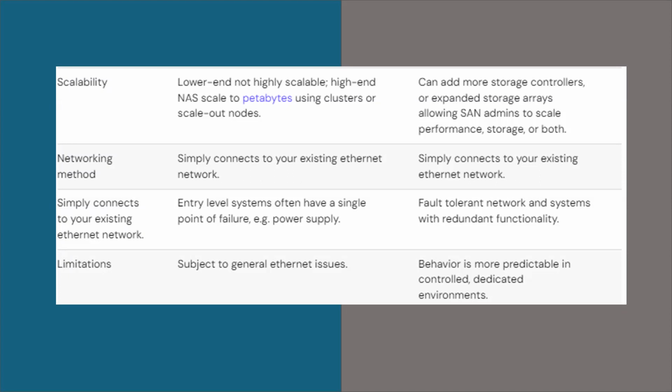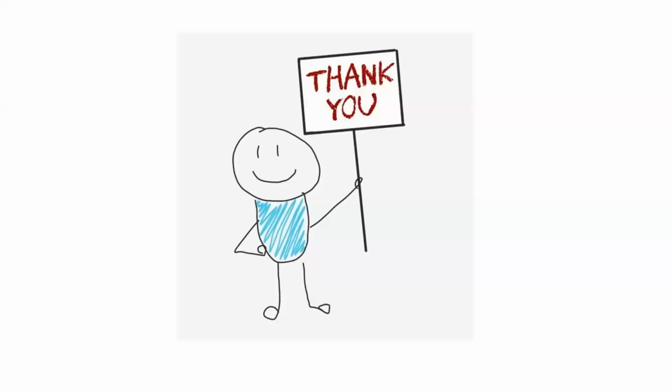NAS and entry-level systems often have a single point of failure, for example, power supply. Here in the SAN, fault-tolerant network and systems with redundant functionality. So coming to the limitation of NAS, subject to general Ethernet issues, and SAN behavior is more predictable in controllable dedicated environments. Thank you.